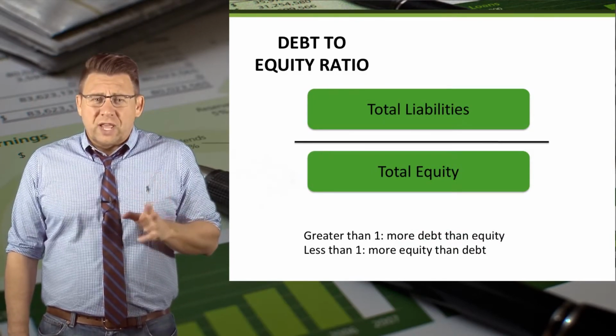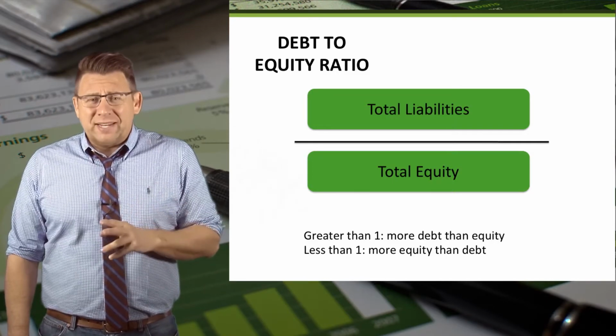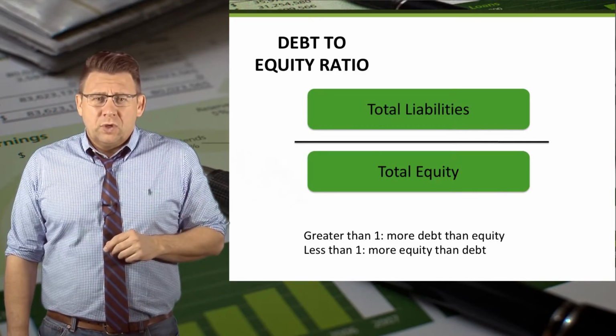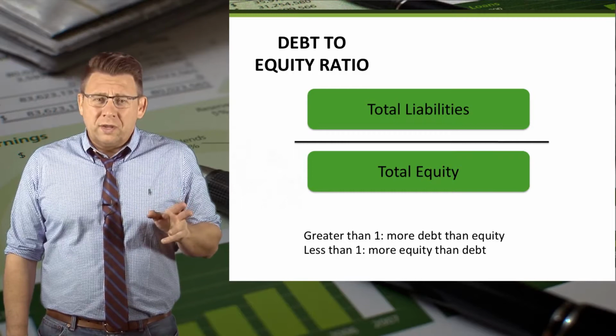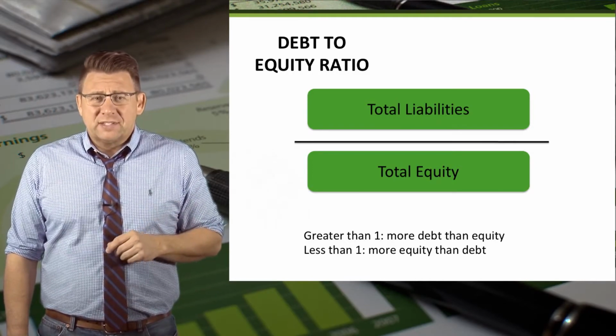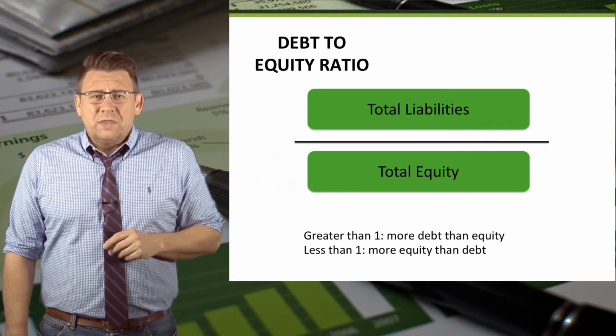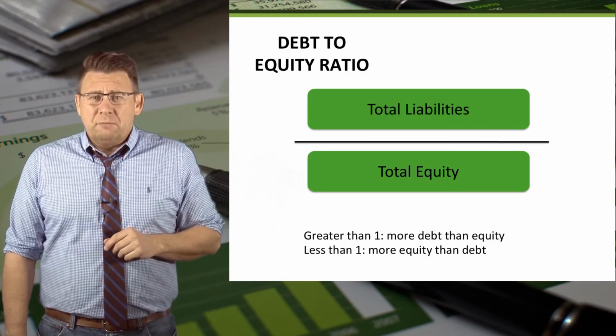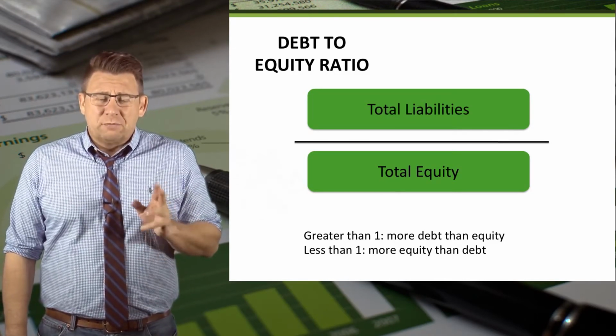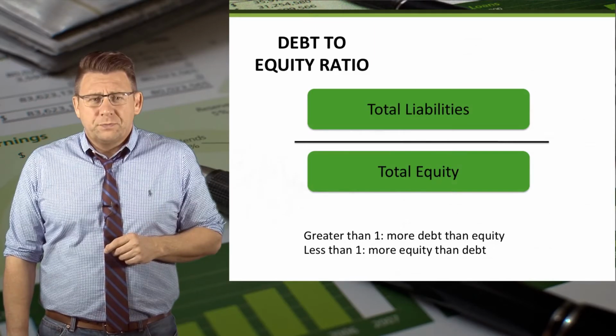It tells us whether a company's assets are financed more by debt or by equity. When this ratio is greater than 1, it means that the assets are financed more with debt. When this ratio is less than 1, it means the assets are financed more with equity.